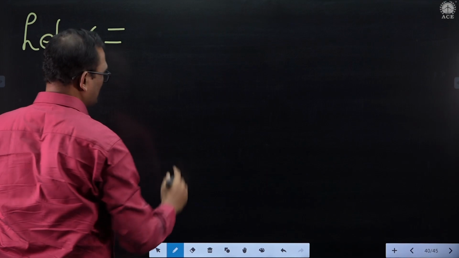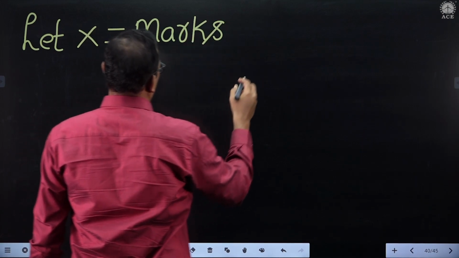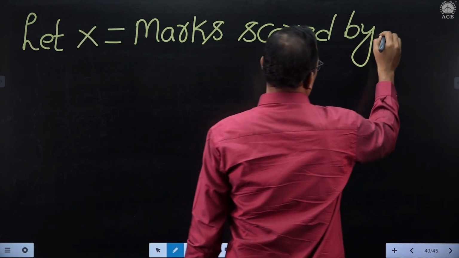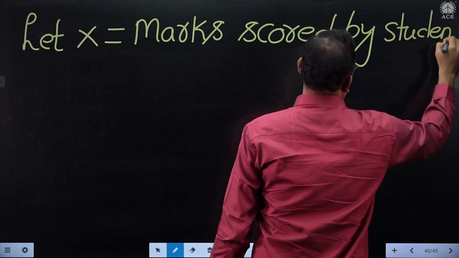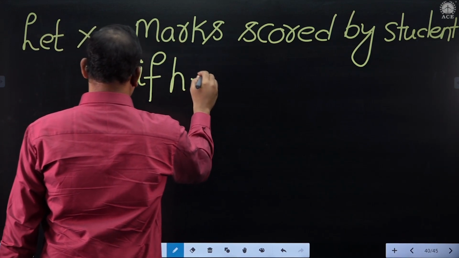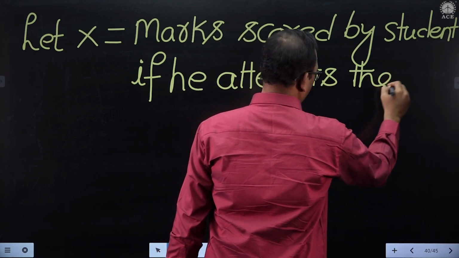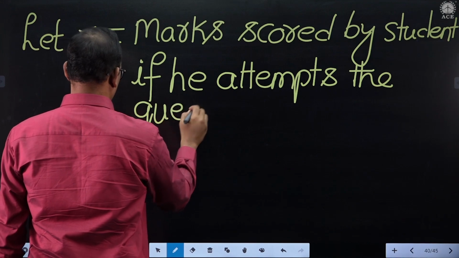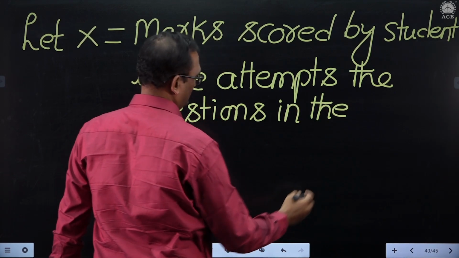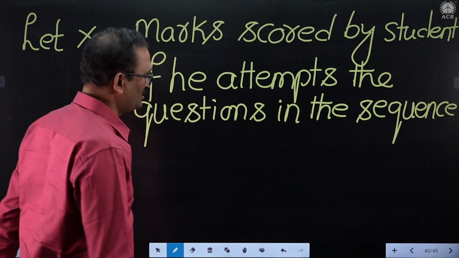Let x be equal to marks scored by the student if he attempts the questions in the sequence. I mean, I want to attempt the questions in this sequence.